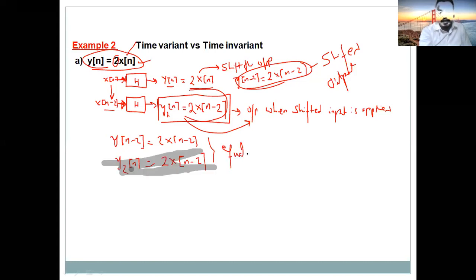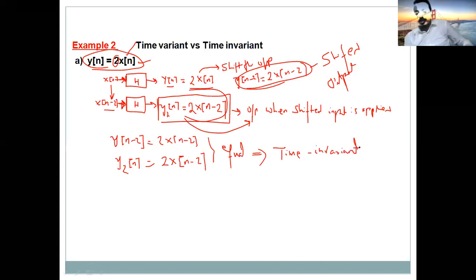So in this case, we say the system is time invariant. The system does not care where the input starts. Time, or the starting point in time, does not affect the system. The system behavior does not depend on time, right? Time invariant. Let's see another example.